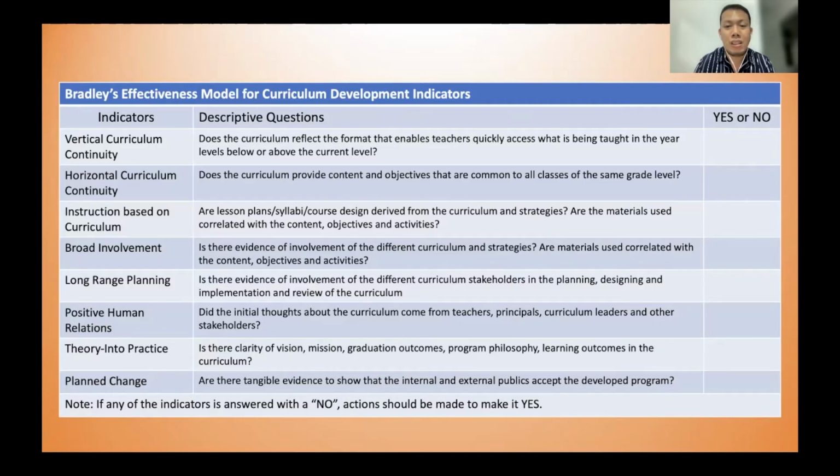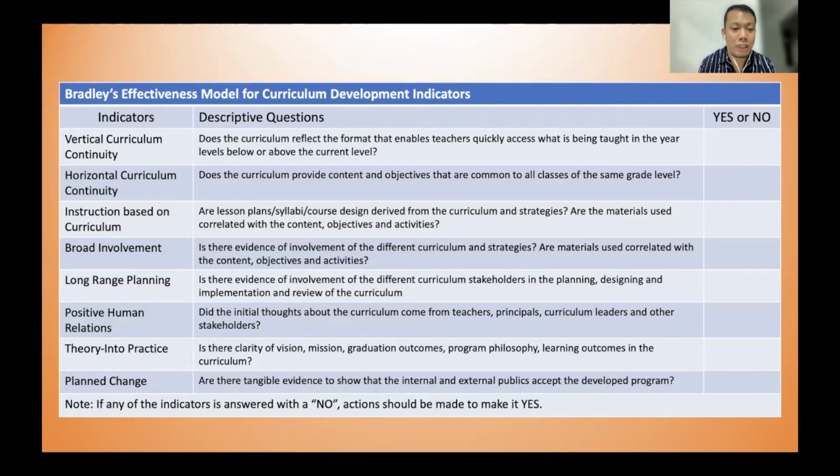Now, however, let's say with all honesty, you said it is a no, then therefore there should be an action so that you can make it a yes. And of course, it is not an easy task because you're talking about vertical curriculum continuity. So the bottom line here is that if you answer yes, then it's good. If you answer no, then you have to do something so that it will become yes. Applicable in all curriculum, let's say even in the entire curriculum.